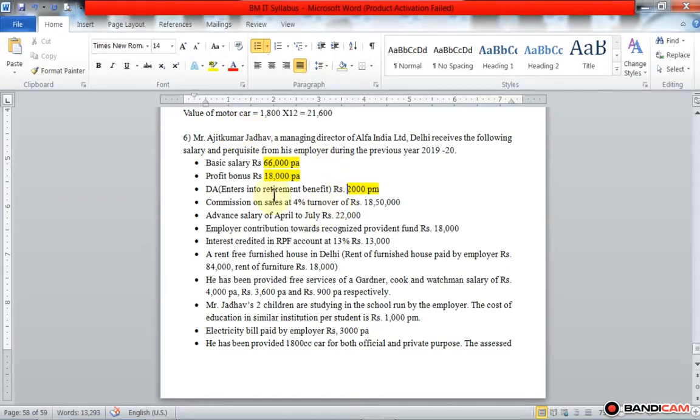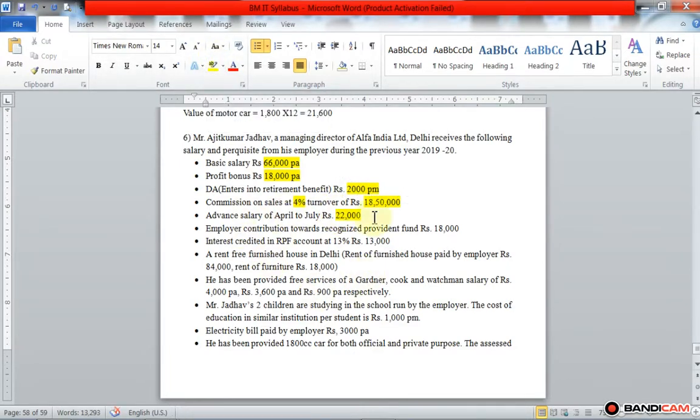Then commission on sales at 4%. So it is very important, commission on sales at 4%, turnover of rupees 18 lakh 50,000. So compute 4% commission on 18 lakh 50,000. Then advance salary of April to July, rupees 22,000, so it is taxable.